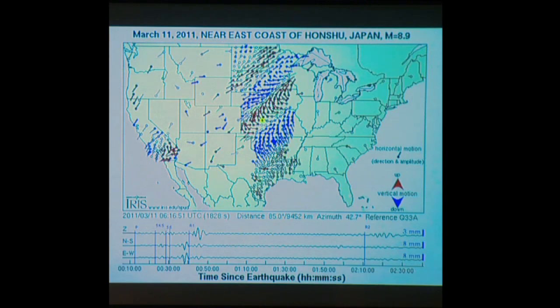How clear can you make this? Would you see that across the whole western United States? If you had sensors, if we left the grid in, which we had, yes.